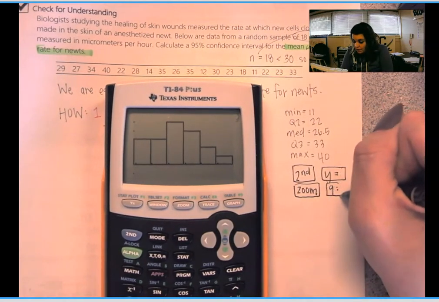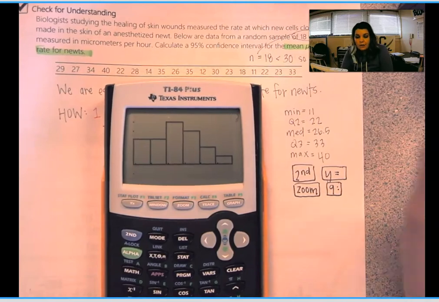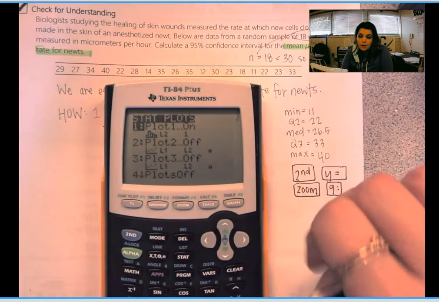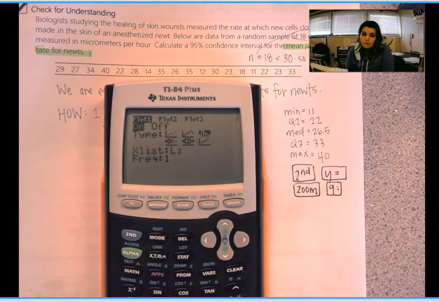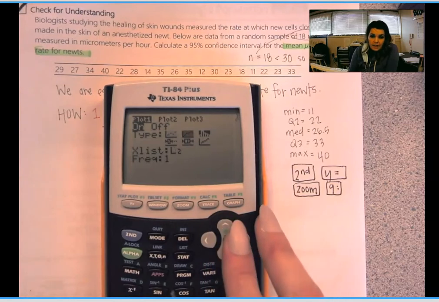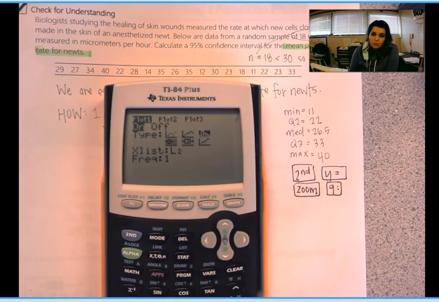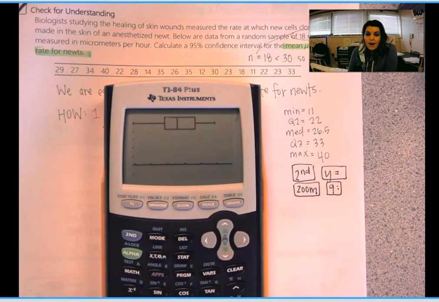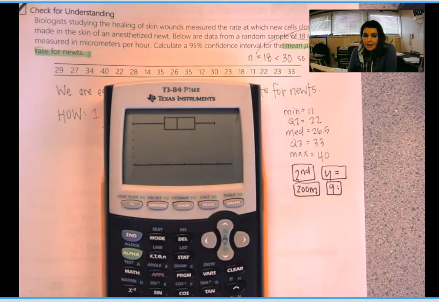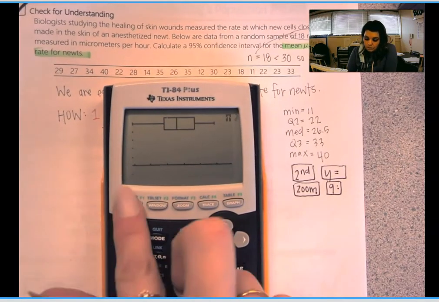I personally like to know for sure whether or not there are outliers, which is why I choose the box plot. So I go back to my Y equals, and if I want the box plot, I'm going to choose the one that looks like it has outliers. Just going to hit enter, then I'm going to hit graph. The box plot is in my screen, luckily. I don't see any outliers.